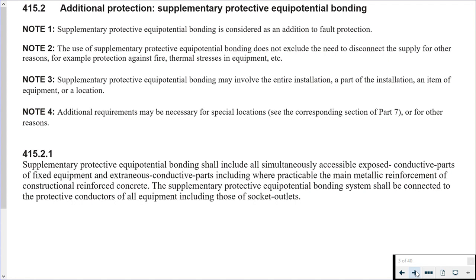415.2.1: Supplementary protective equipotential bonding shall include all simultaneously accessible exposed conductive parts of fixed equipment and extraneous conductive parts, including where practicable the main metallic reinforcement of constructional reinforced concrete. So we're looking to ensure that the potential difference between our electrical installation and any metalwork that might be introduced in a local earth potential doesn't rise to a point where someone could potentially receive a fatal electric shock.